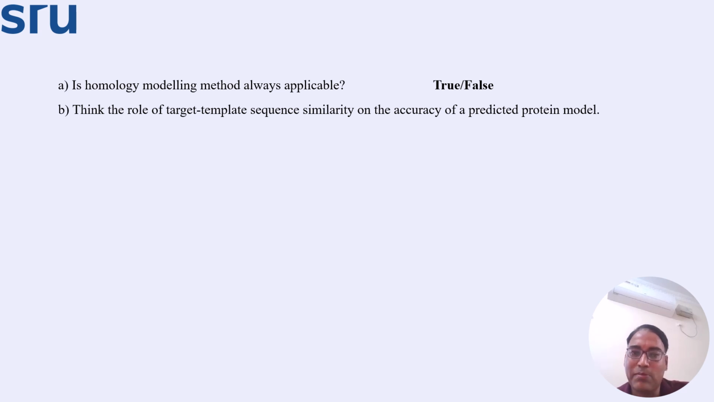Think the role of target template sequence similarity on the accuracy of the predicted protein model. If the alignment accuracy is high, what will I get? I'll get a very good alignment. Because of the very good alignment, I'll be able to extract the coordinate details properly from the templates onto the model. Everything will be done properly to result in a highly accurate model lastly.